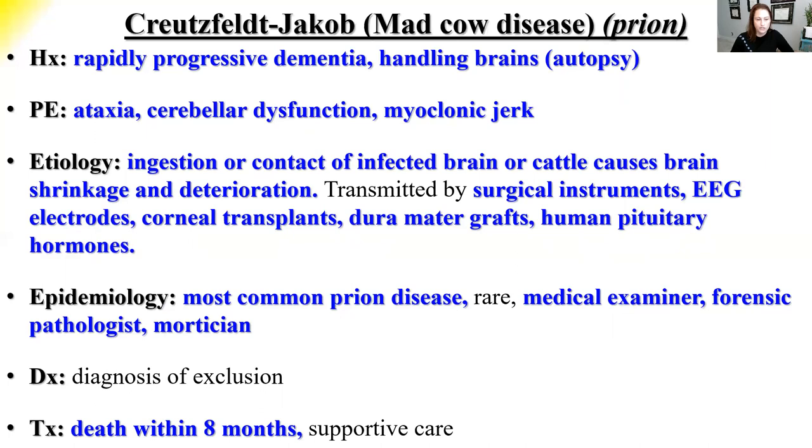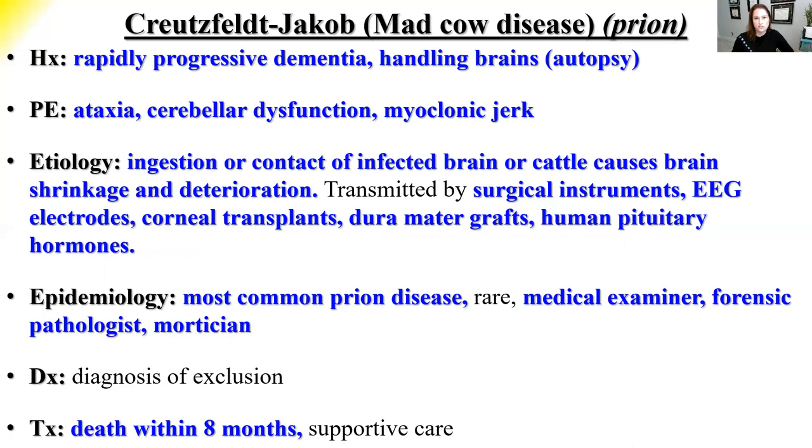For the history, rapidly progressive dementia that presents with physical exam findings that are neurologic in nature: ataxia, cerebellar dysfunction, and myoclonic jerking. This is the most common prion disease, but it's very rare in general. In the question, look for the occupations of medical examiner, forensic pathologist, or mortician because they would have been in proximity to that brain tissue. This is absolutely a diagnosis of exclusion, and the only treatment is supportive. From diagnosis to death is about 8 months.